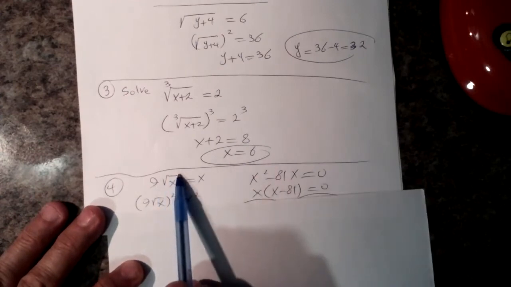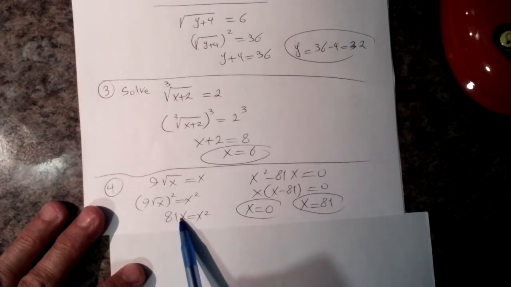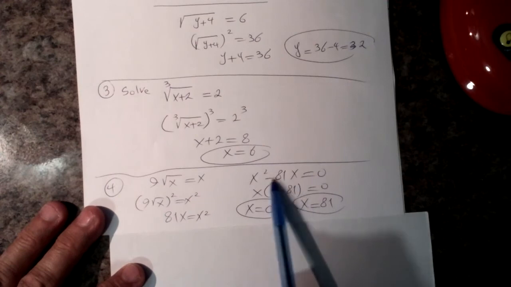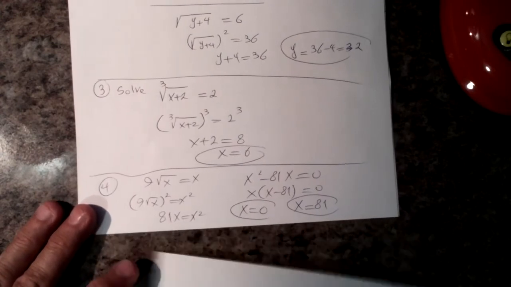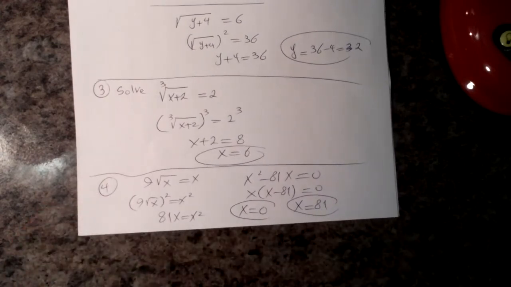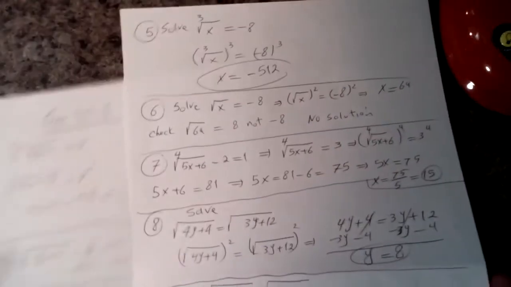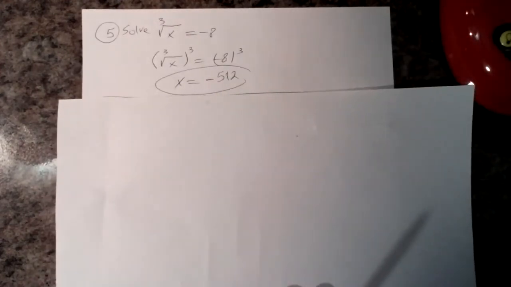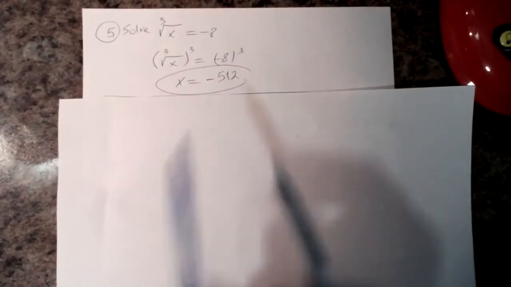We raise both sides to the power of 2. What do you have? 81x is x squared. Now you bring this to that side and factor. There are 2 answers for these problems. Then for the next one, we raise it to the power of 3 and find x.